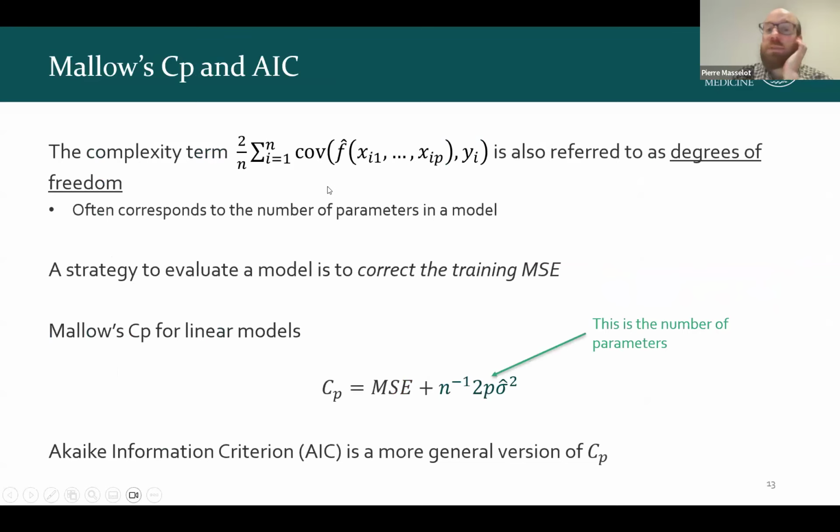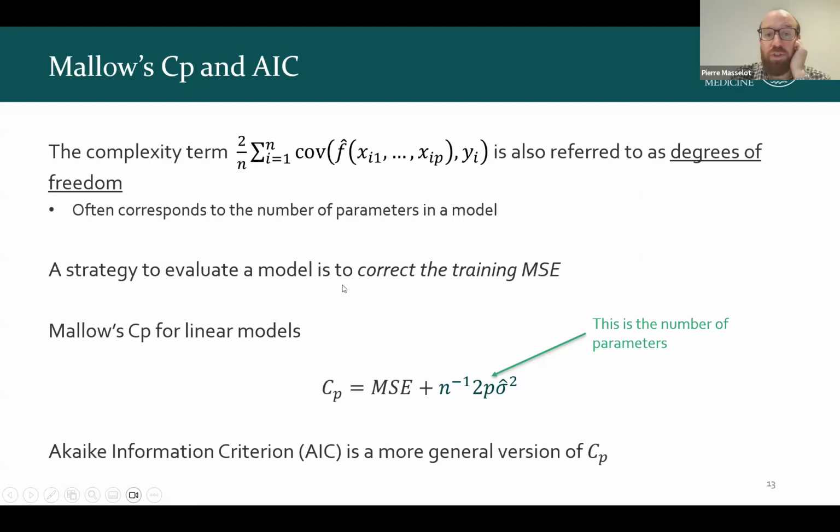So a quick note. This development has led to some criteria that we can use to estimate our generalization, our test MSE. Typically what we call the Mallows Cp and the AIC. This complexity term between the covariance and target, sometimes you can also see it referred to as degrees of freedom, because for instance, if your prediction model is a linear model, this will be equal to the number of parameters in your model. So it fits closely to the degrees of freedom.